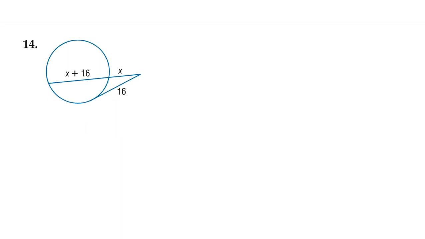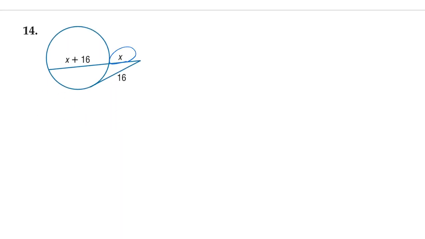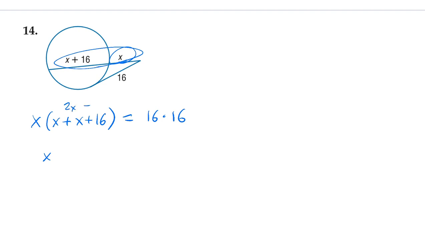Okay, let's zoom out. Whoa, this one's scary. Outside piece times whole. I shouldn't do that all at once. Okay, x times x plus 16. Because we have to do the whole thing, we have to add those two together, equals the outside piece times the whole thing. Let's combine it first. So we get 2x plus 16. So we get 2x squared, because we distribute this to the 2x. Then we distribute it to here, plus 16x, equals 256.